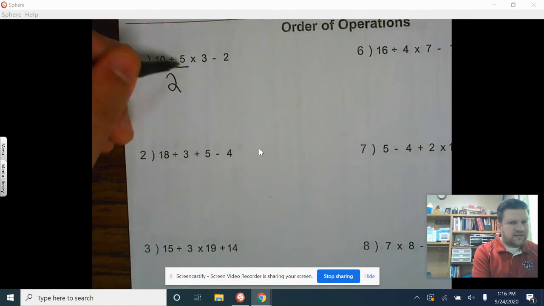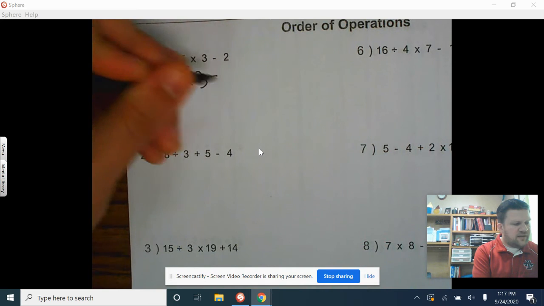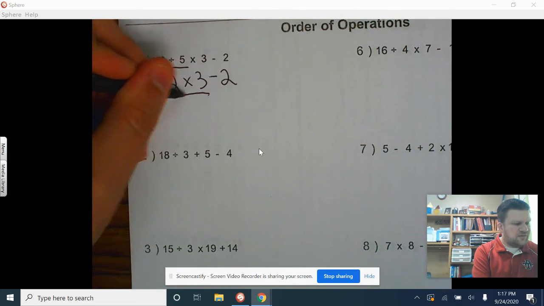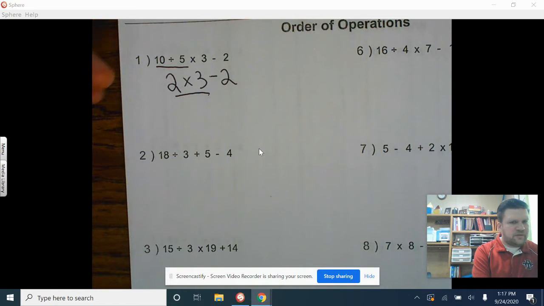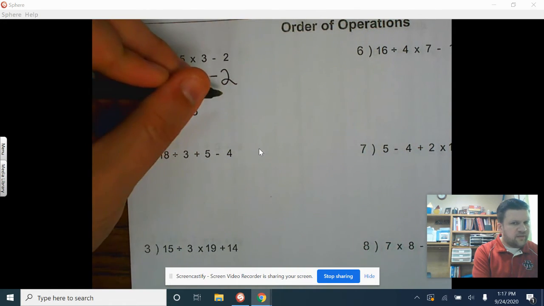Now I've used that stuff. I'm going to bring the rest down, which is a multiplication symbol, a 3, and a minus 2. Again, I'll go through and look. Do I have any multiplication and division? I've got some multiplication there. So I'll do 2 times 3, which is 6, and copy the rest down.